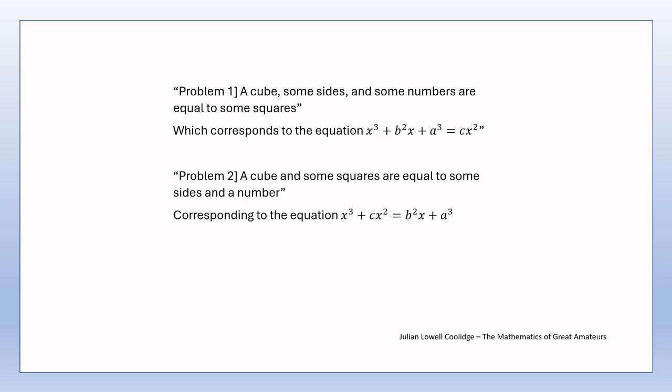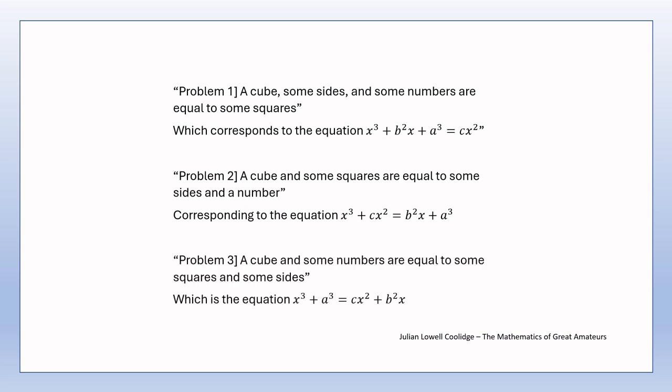Problem 2. A cube and some squares are equal to some sides and a number, which corresponds to the equation x cubed plus cx squared equals b squared x plus a cubed. And problem 3. A cube and some numbers are equal to some squares and some sides, which is the equation x cubed plus a cubed equals cx squared plus b squared x. Omar solves these problems geometrically, and Coolidge gives examples in his book of typical solutions to these problems, albeit using more modern notation. So now let's have a look at the general cubic equation which defied mathematicians for so long.